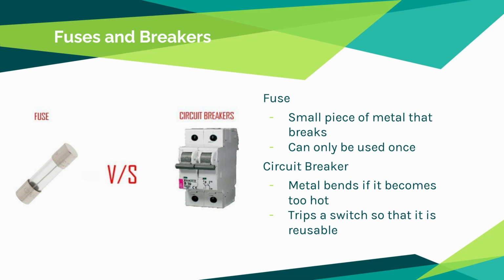Fuses and breakers. Fuses and breakers are safety devices. A fuse contains a small metal piece that melts or breaks when too much current passes through it, and then it must be replaced. A circuit breaker works differently. Heat causes a metal part to bend and trip a switch, so the breaker can be reset and reused. Cars typically have fuses, while homes have circuit breakers.